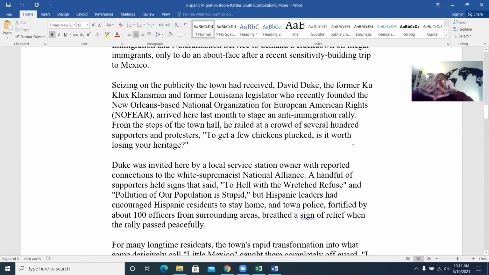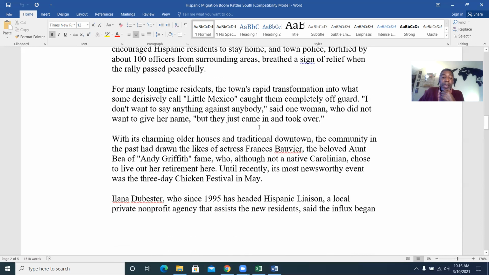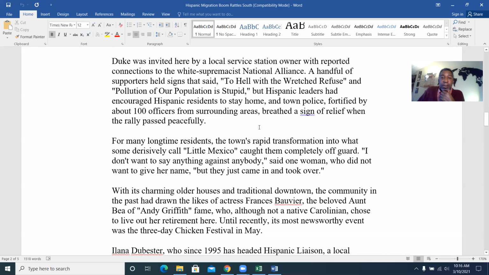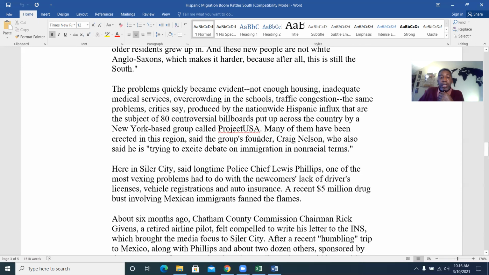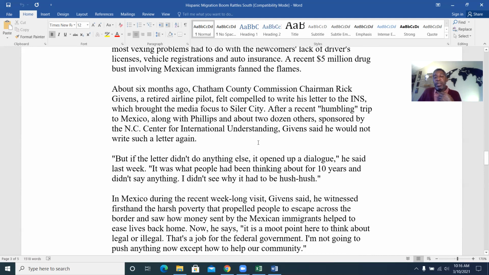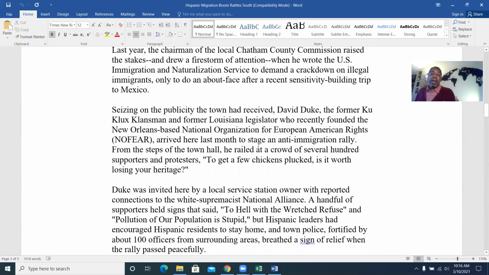Now, on the very extremely bad end, the influx of new people was met with xenophobia. Remember, we mentioned that xenophobia is the fear of people who are different, or fear of foreigners specifically. And so here in this article, you have the Ku Klux Klan rising up and saying that they're angry. The Ku Klux Klan was angry in this case because of the influx of Latinx populations.